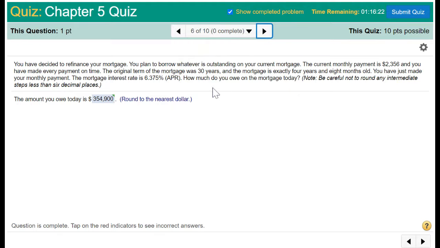So N equals 304. IY equals 6.375 divided by 12. Payment is negative 2,356. Future value is 0. And compute for present value. And you should come out with this number. And it says round to the nearest dollar. Pay attention to those things.